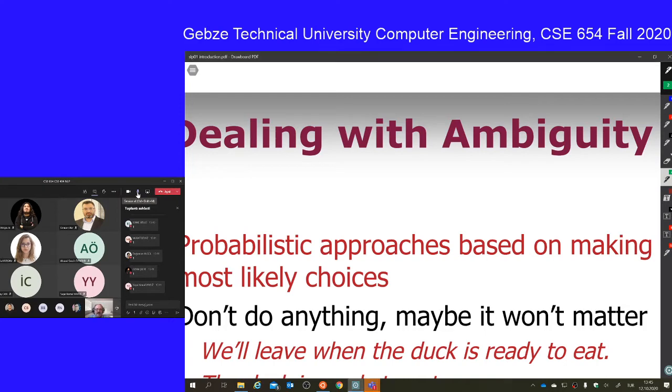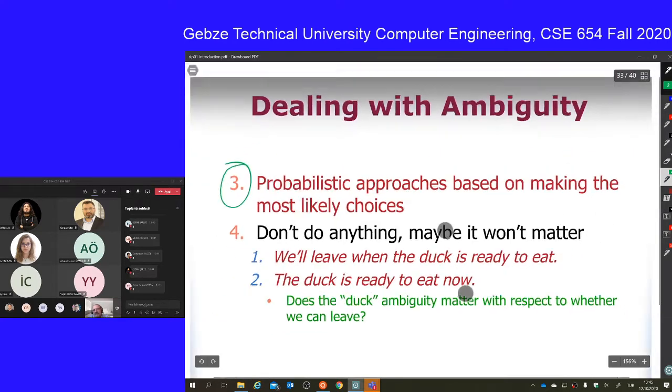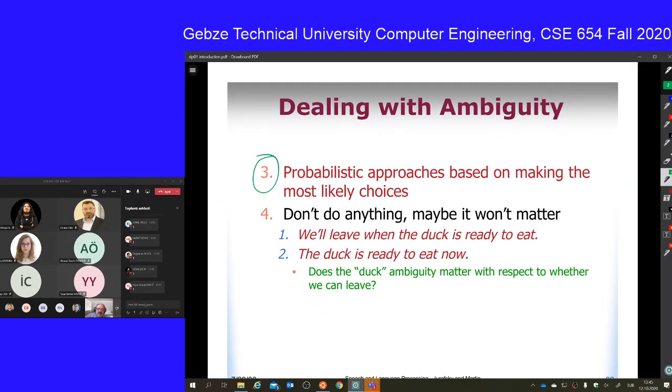Does it really matter? If I do this, the duck is ready to eat now. It doesn't matter if the duck is a food duck or a pet duck. The duck is ready to eat, so we can leave, right? So if my purpose is to decide whether I should leave or not, it doesn't matter which meaning it is. I can just leave, right? So that's a good example of "doesn't matter." Don't do anything, maybe it won't matter.